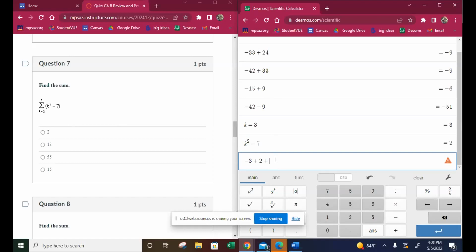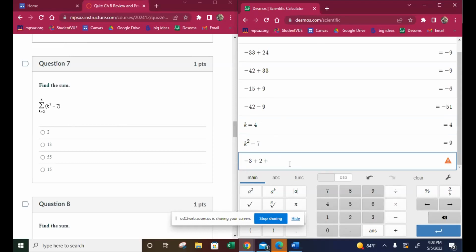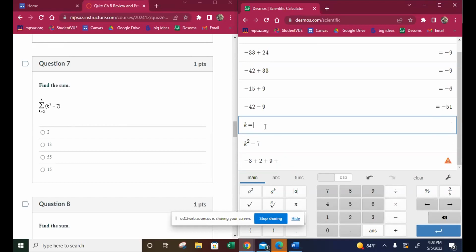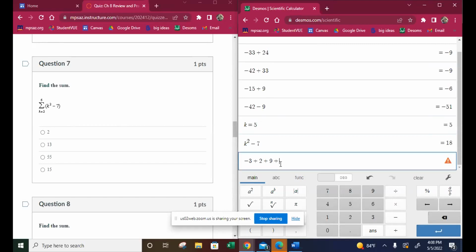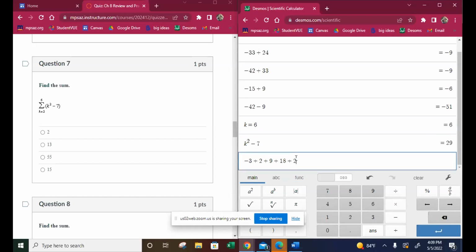Go back and change K to 4. And we're going up to 6 because that's what it says on the left. It says 2 to 6. There are other ways to do it, but I think this will be your best path to getting the right answer. Got it. 52. And of course, 52 isn't there.